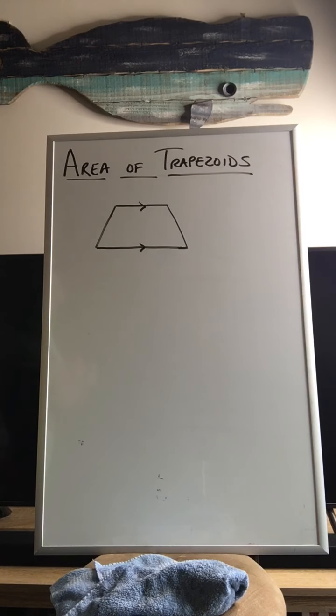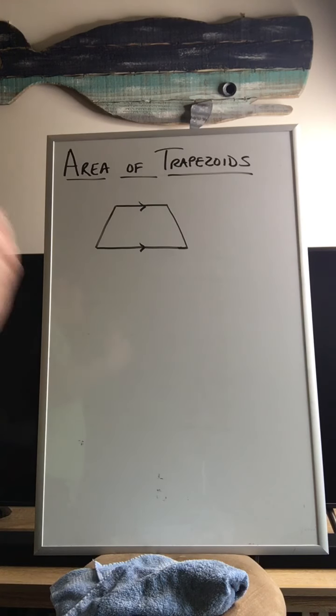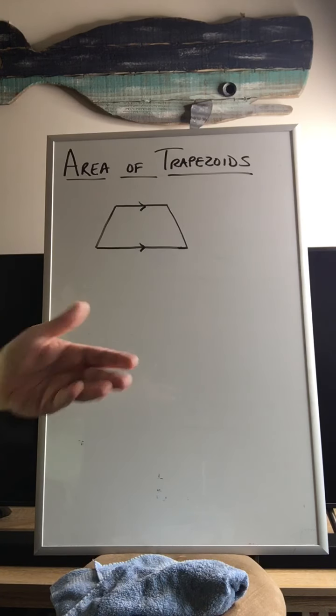Hi folks, and so we are going to be continuing to look at finding the area of polygons. Last time I was on here, we looked at finding the area of parallelograms, which included regular parallelograms, rectangles, squares, and that formula was pretty easy. It was just the base times the height for all of those figures.